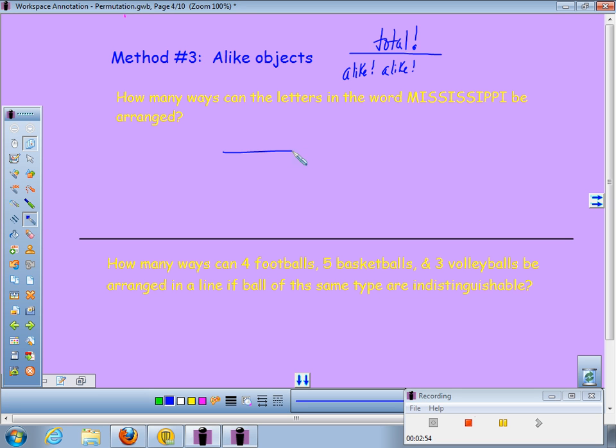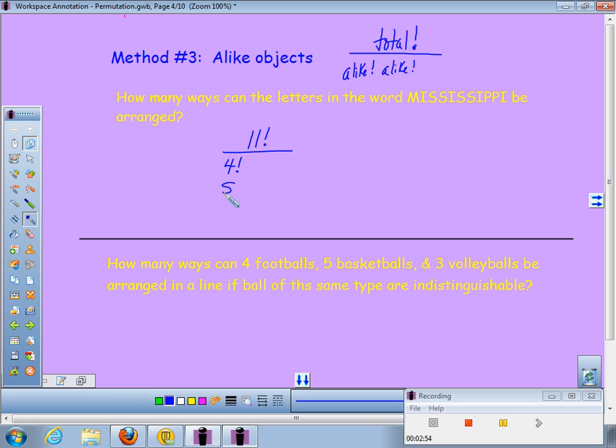Okay, 2, 4, 6, 8, 10, there's 11 letters in Mississippi. So you would do the top as 11 factorial. Now, on the bottom you go, okay, S's, how many S's were alike? Four. Four, so you're going to divide by 4 factorial.